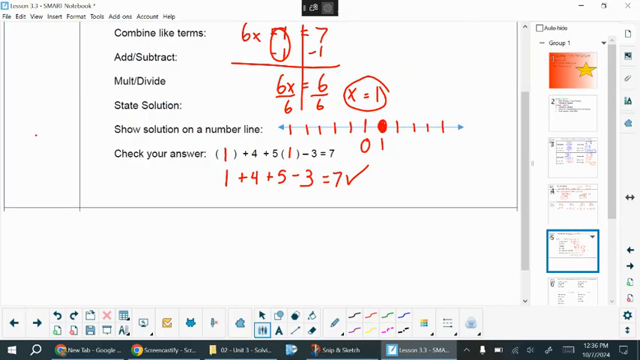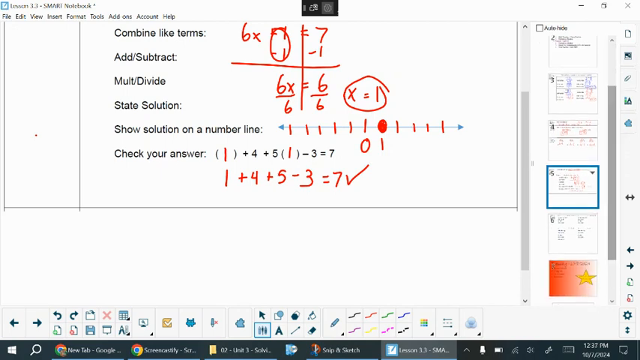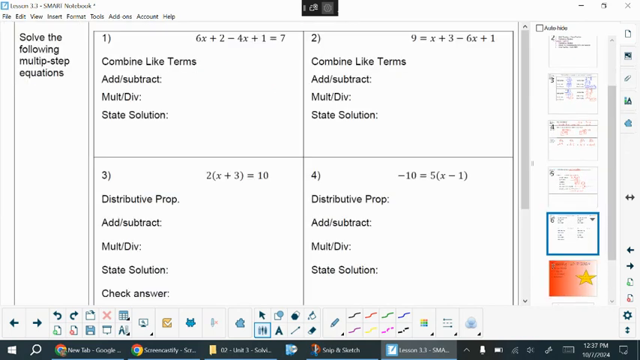And that's how pretty much all of these are going to go. You're either going to have to combine like terms and then solve your equation, or distribute and then solve your equation, or distribute and combine like terms and then solve your equation. So let's just go ahead and do a few of these. I will probably go through those 2-step equation parts, the last part, pretty quickly. It is a video, though, so you can always pause and listen to it again.